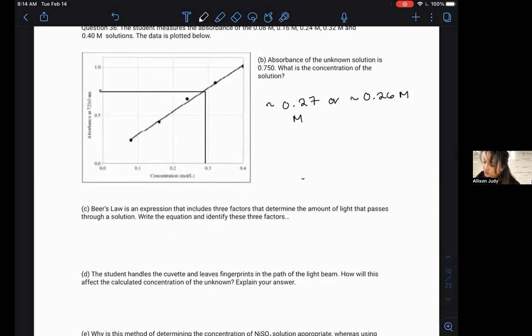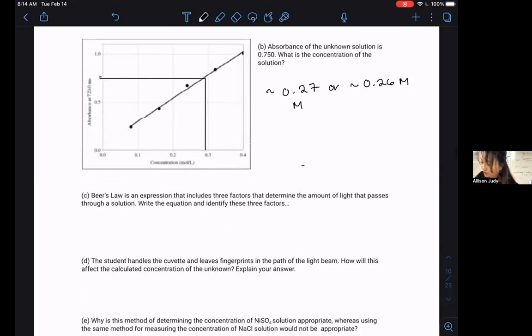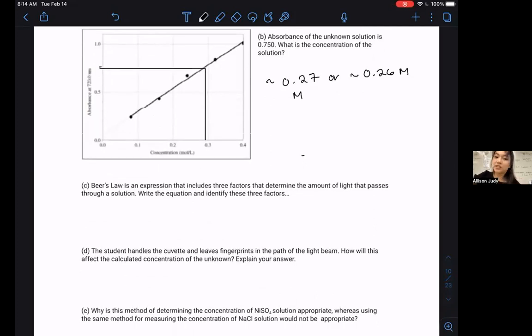Okay. So Beer's law is an expression that includes three factors and that determines the amount of light that passes through a solution. Write the equation, identify these three factors. Okay, so this is even easier. This was an actual AP FRQ. They're asking you to define the mathematical relationship that we've established through Beer's law and tell us the variables. So for Beer's law, absorbance equals molar absorptivity times the length of the path cell times the concentration of the sample.